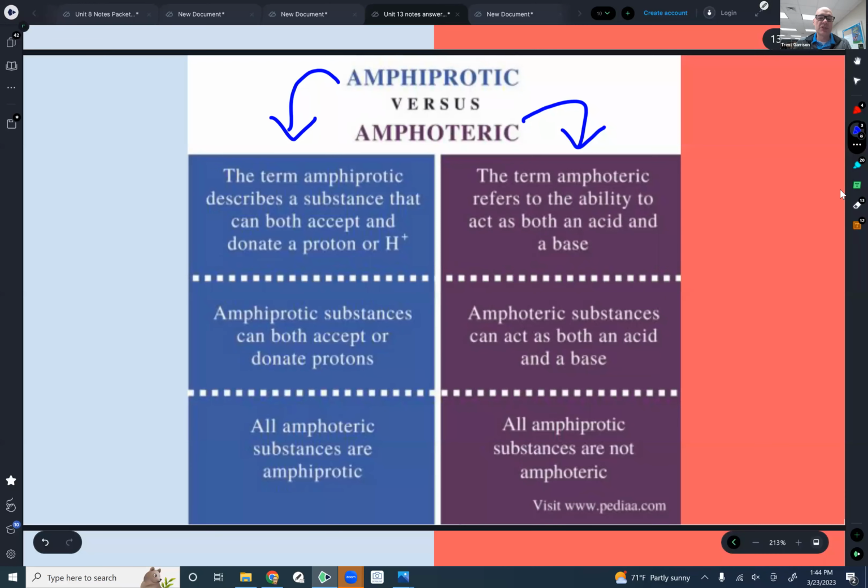Amphiprotic are materials that donate H's and accept H's. So all materials that give away H's and accept H's are acid and base. But not all acids and bases give and accept OHs. So there are some subtle differences that we need to understand, but I wouldn't put a whole lot of time in trying to distinguish betwixt the two. What we need to know is if we see that amphi word or amph portion of it, what that means is it does both.